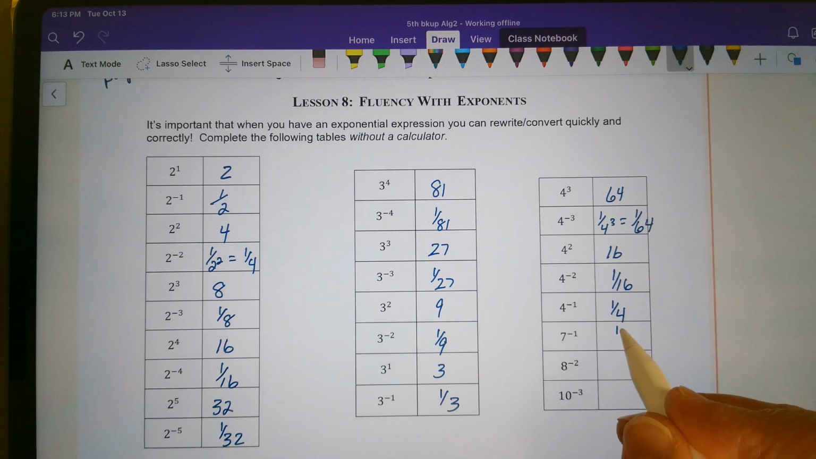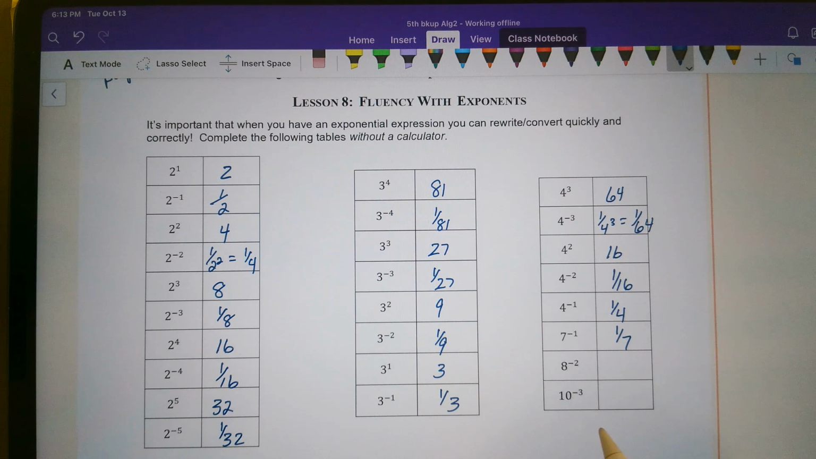7 to the negative 1, 1/7. 8 to the negative 2, 1/64. 10 to the negative 3, 1 over 1,000.